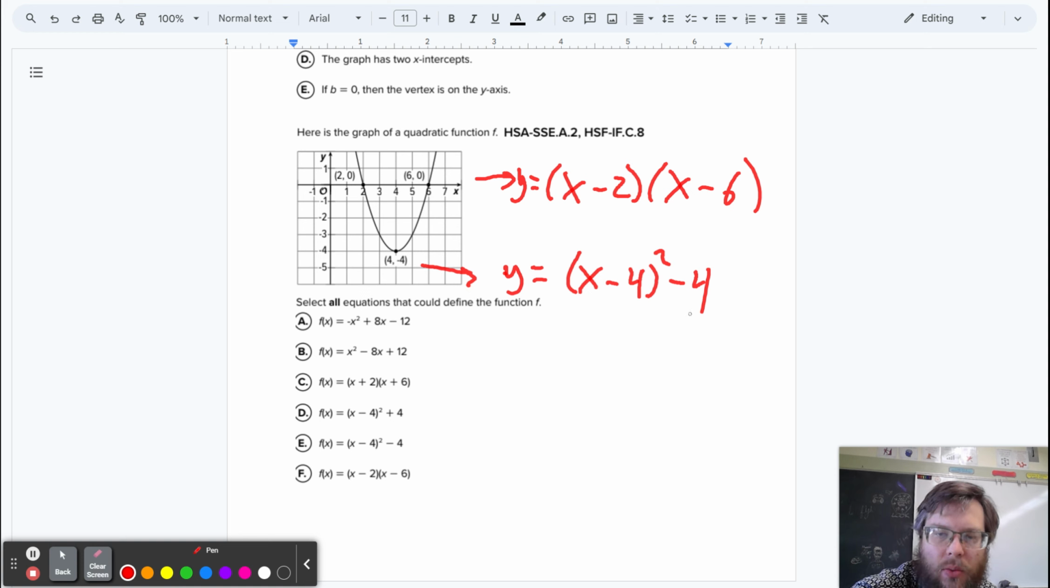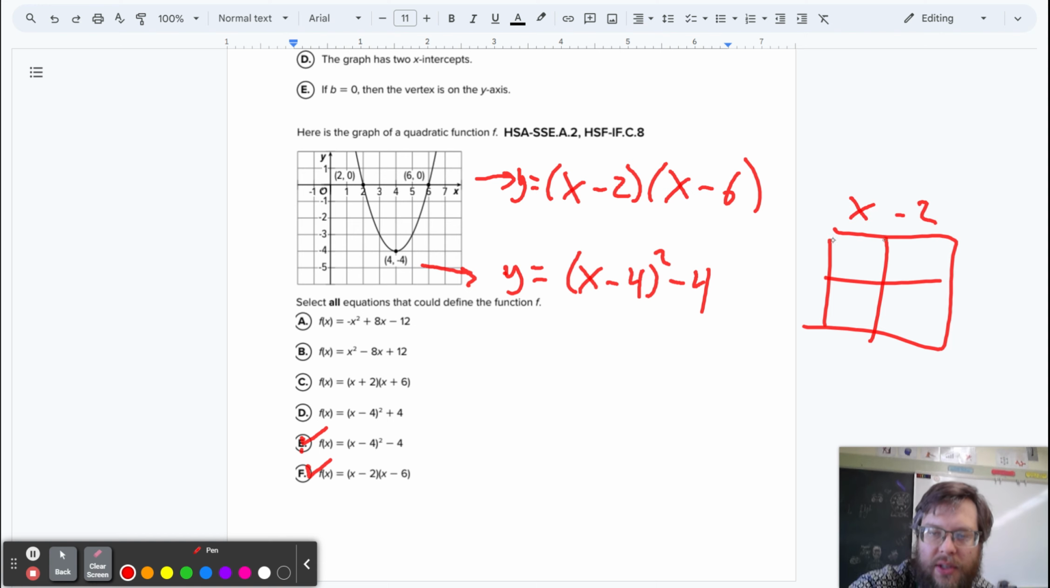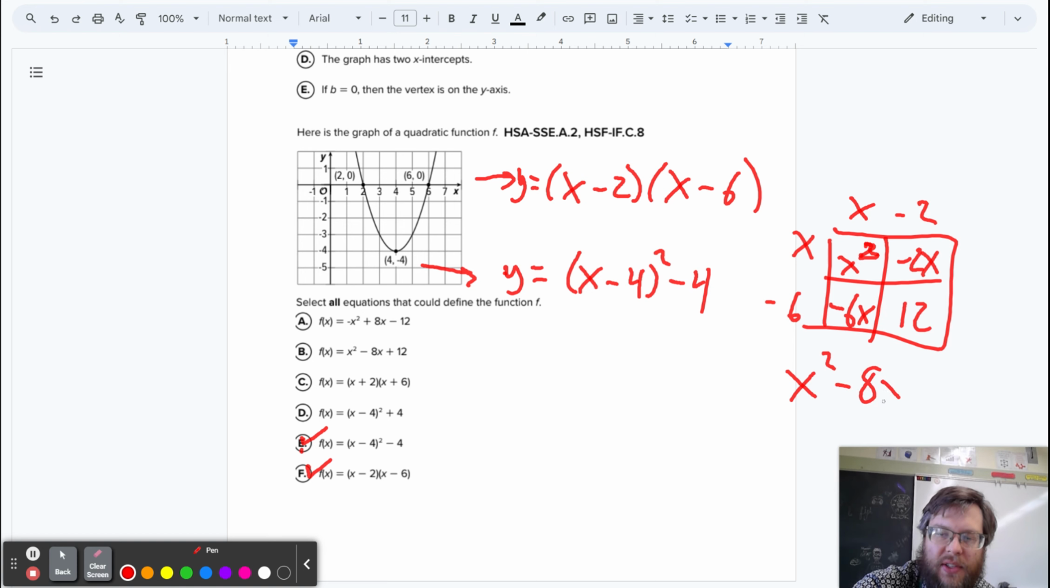But the other question is, how could I get a standard form equation? Because I see this one right here is my vertex form. I see this one is my factored form, but I don't see a standard form. So what I'm going to do is I'm going to take my factored form and multiply it out. X squared, negative 2x, negative 6x, positive 12. Add my x's, just like we practiced earlier, and I can see that this is the correct answer.